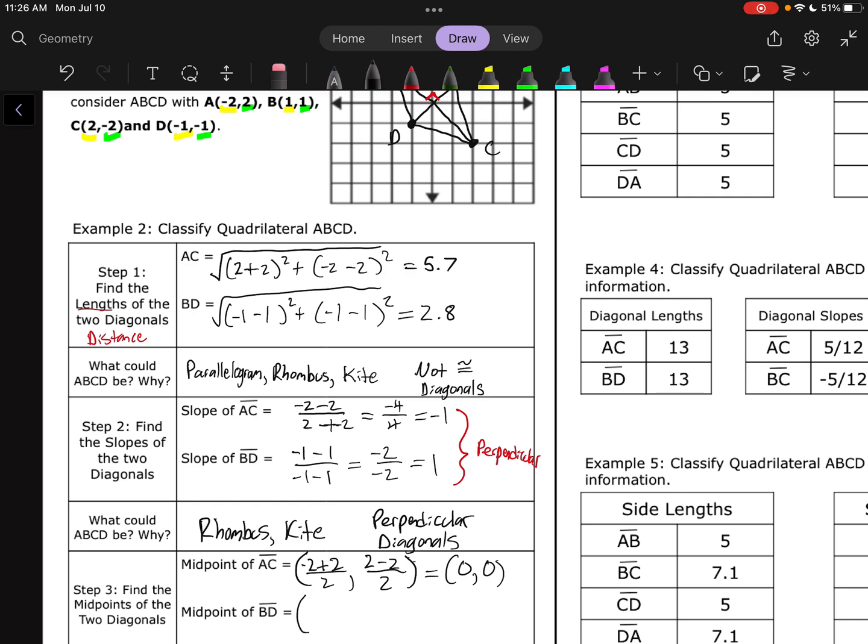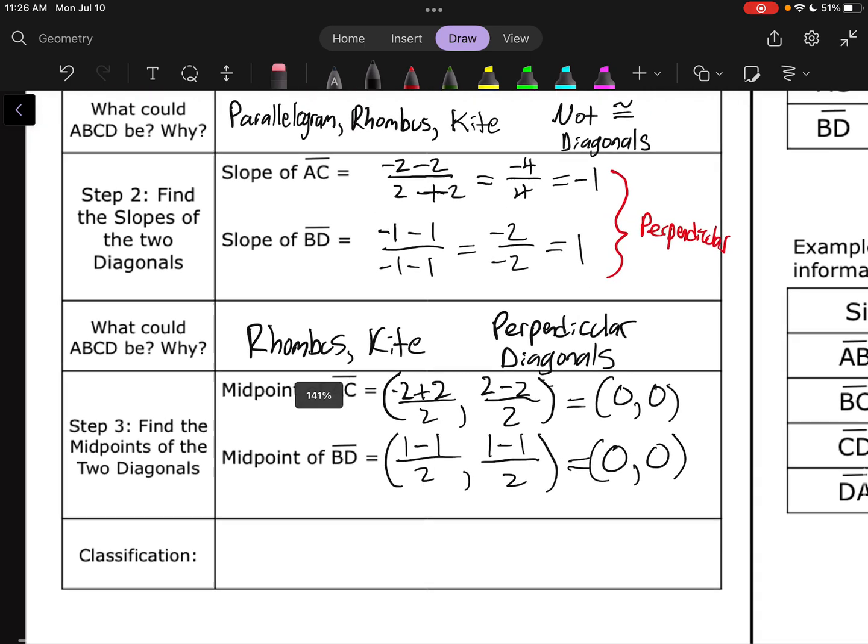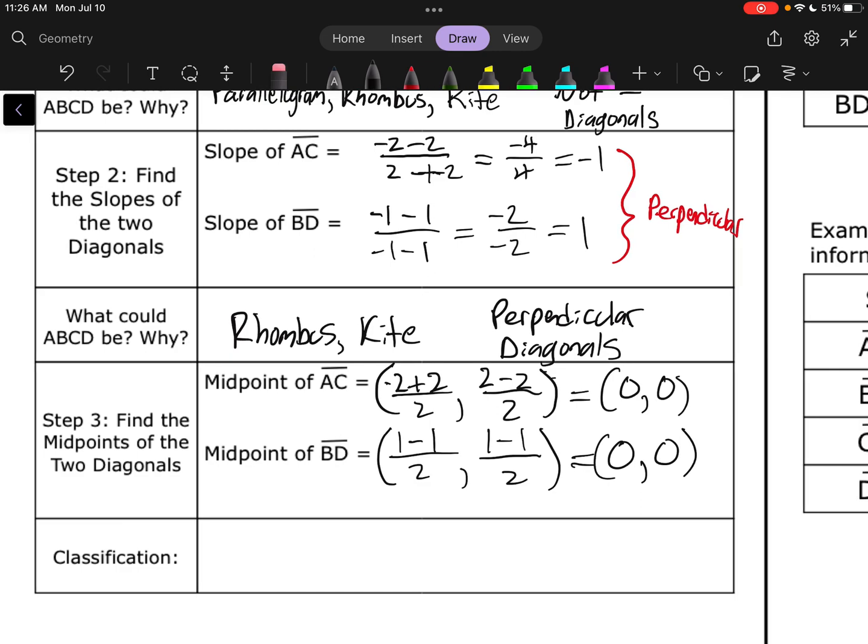Now for BD, let's do the same thing. For BD, we'll be doing x1 plus x2. That's 1 plus -1, or 1 minus 1. And then for y1 plus y2, that's also 1 plus -1, or 1 minus 1. 1 minus 1 is 0, divided by 2 is 0. 1 minus 1 is 0, divided by 2 is 0. So we got 0, 0 for both midpoints. Now what does that mean? Once again, that means that the diagonals bisect each other.